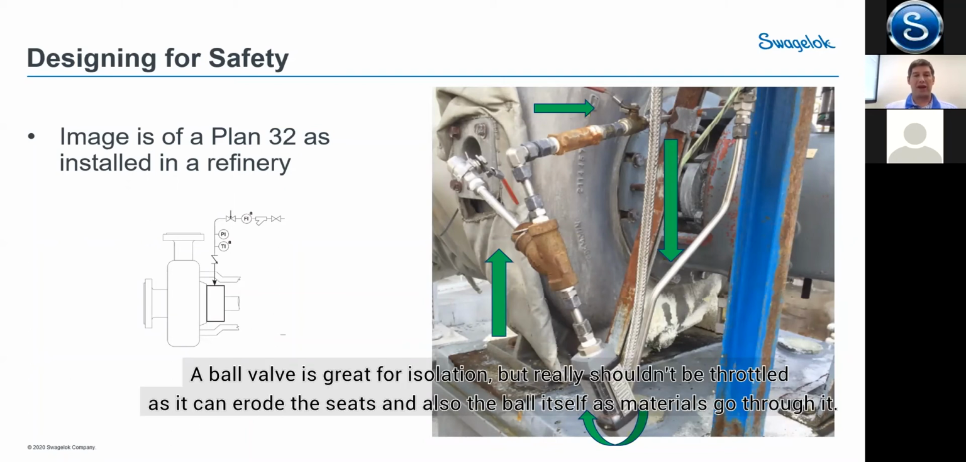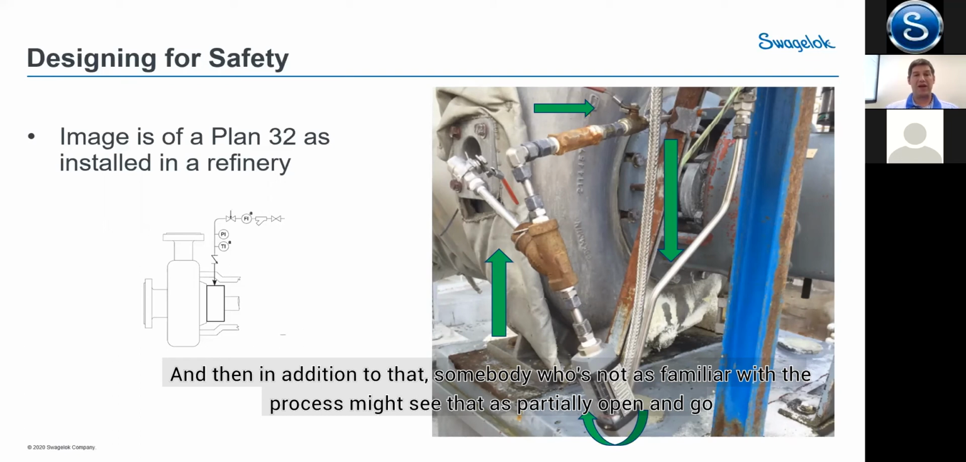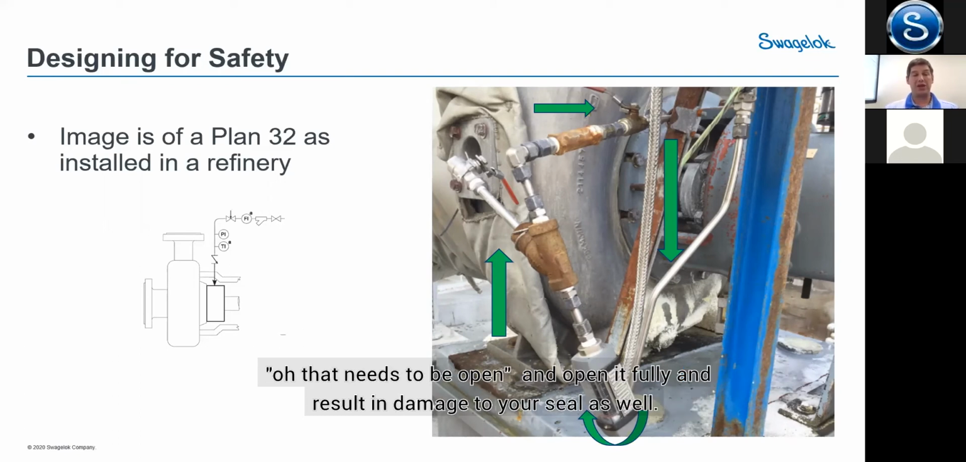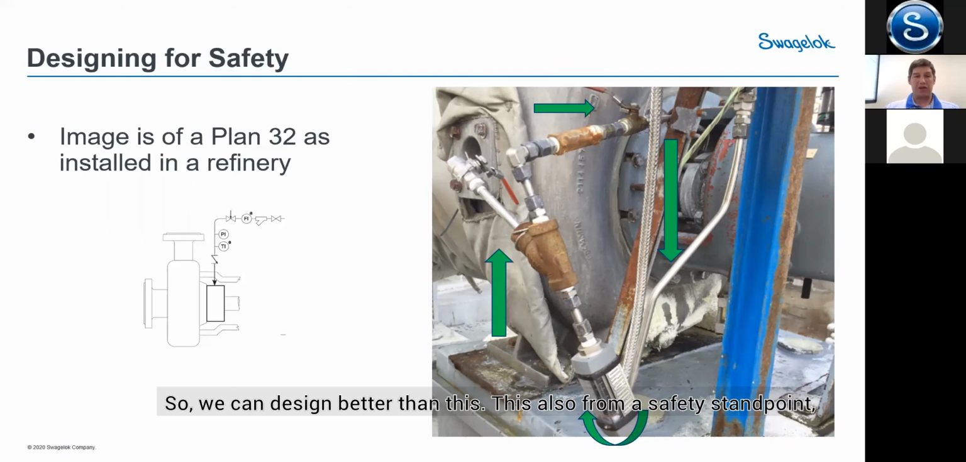And a ball valve really isn't meant for flow control. Ball valve is great for isolation, but really shouldn't be throttled as it can erode the seats and also the ball itself as materials go through it. And then in addition to that, somebody who's not familiar with the process might see that as partially open and go, oh, that needs to be open, and open it fully, and result in damage to your seal as well. So we can design better than this.